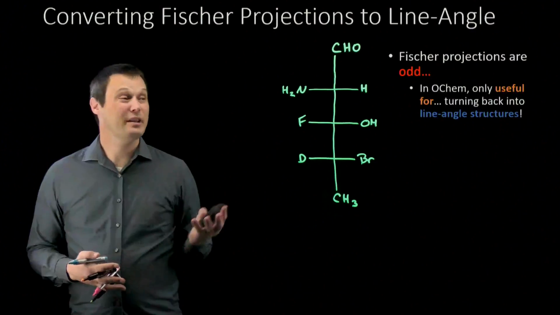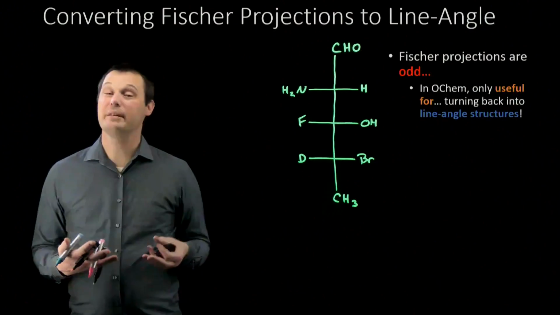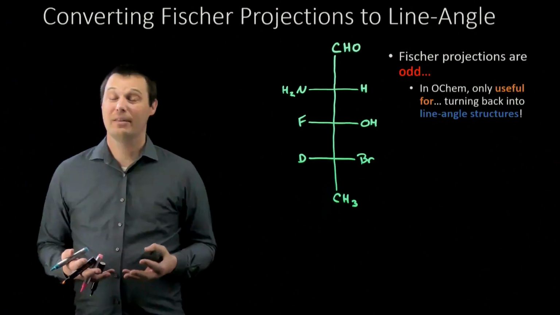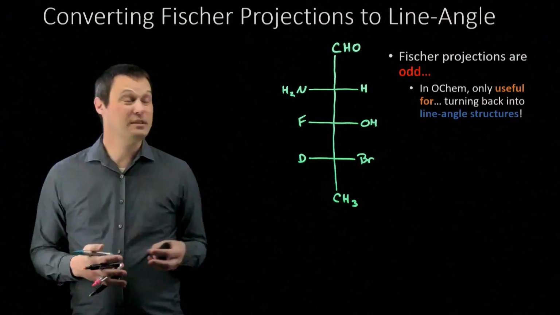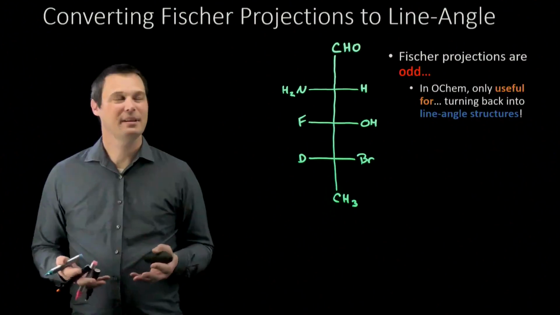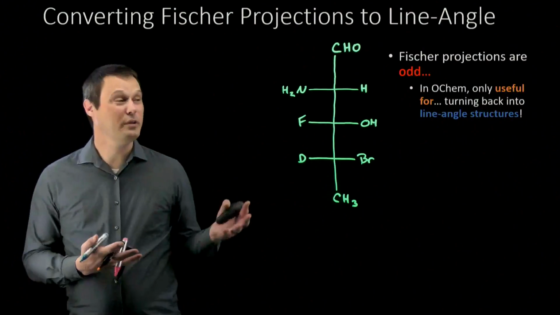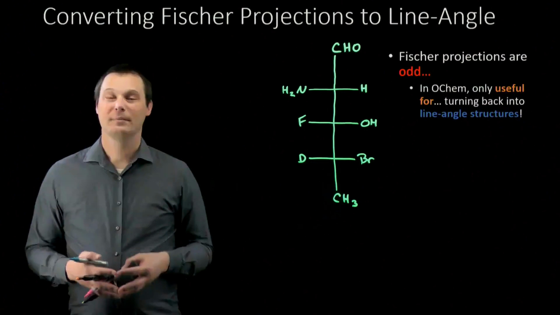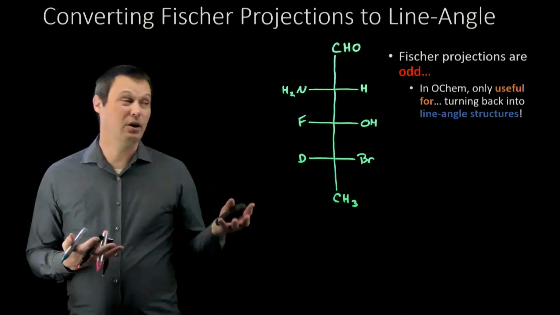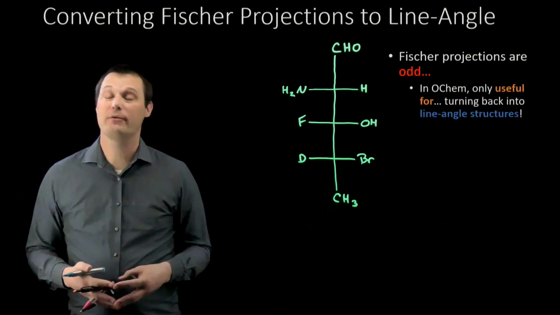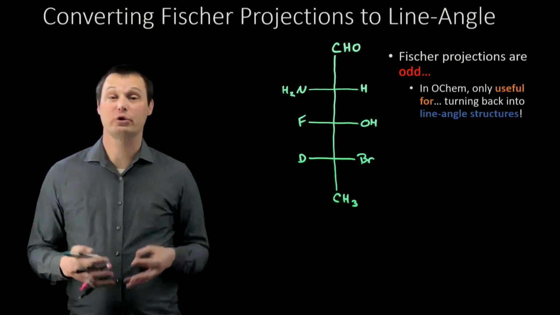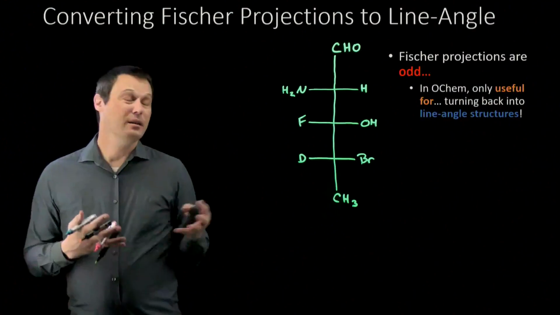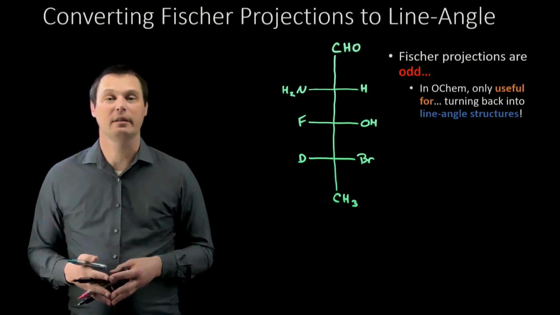Unlike Newman projections, they don't really help us see the mechanism for any particular reaction. Unlike chair structures, they don't really help us see the most stable orientation for the molecule. In fact, I like to joke with my students, the only thing the Fischer projection is good for is turning back into a line angle structure. Once it's in the line angle structure, finding R and S is much easier, seeing the most stable conformation is much easier, doing elimination or substitution reactions is much easier. It's just much easier to do organic chemistry in the line angle structure.